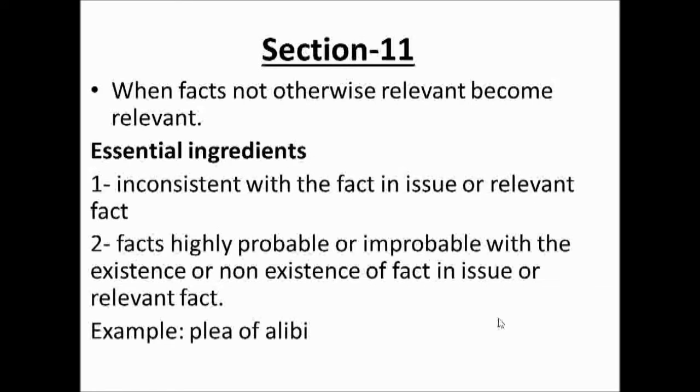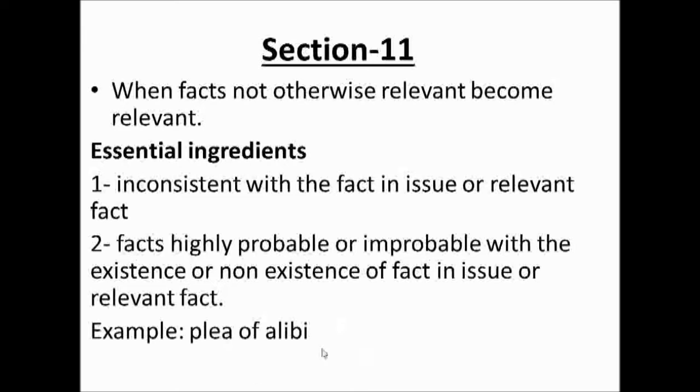So let's get started. Section 11 basically talks about those facts which are not relevant, but if they satisfy these two conditions, they will become relevant. So what are these conditions? Let's see. If the fact which is not relevant is inconsistent with the fact in issue or relevant fact, it will become relevant. If that fact which is not relevant is highly probable or improbable with the existence and non-existence of a fact in issue or relevant fact, it will also become relevant under section 11.